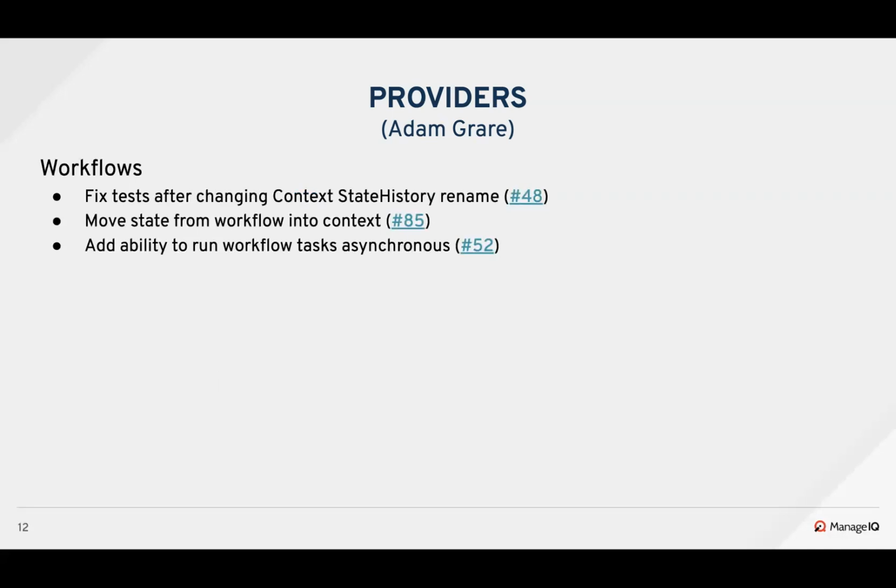For workflows, we fixed some tests that were broken after we renamed the states to state history in the context. There's just an expectation that there was a states value in the context, so we had to rename that. Keenan had a really nice change to move all of the state out of the workflow class. So basically all the instance variables that were set in workflow, move them into context so that it's possible to dump and reload the entire workflow from the serialized context, which is something we're going to require for the workflows from ManageIQ, running them from there as opposed to from the command line.